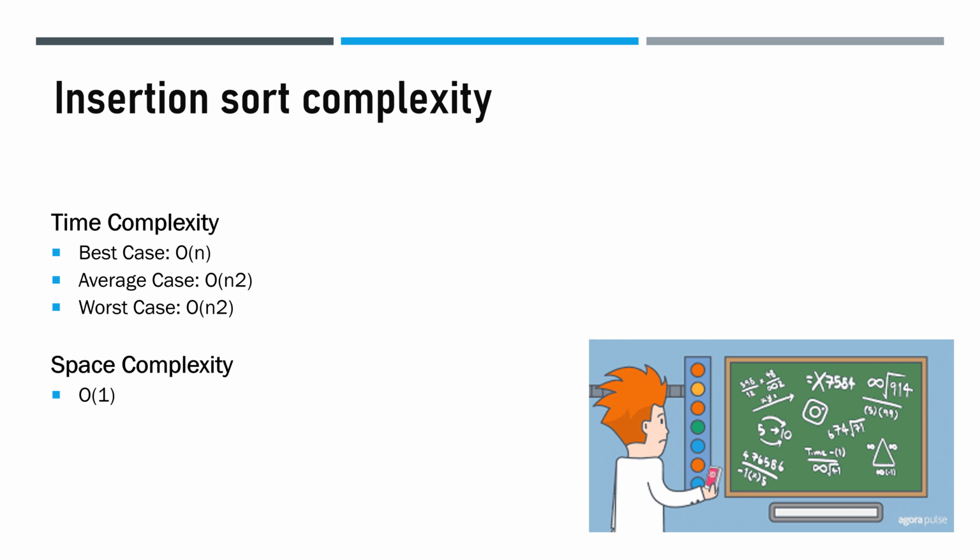The worst case complexity occurs when the array elements are required to be sorted in reverse order. That means suppose that you have the sorted array elements in ascending order but its elements are in descending order. The worst case time complexity of insertion sort is O(n^2). Now the space complexity of insertion sort is O(1). It is because in insertion sort an extra variable is required for swapping.